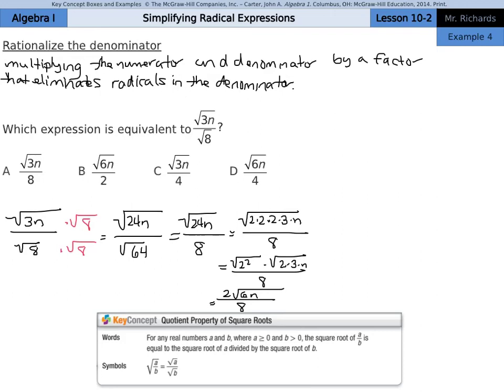Now just when you think you're done, look at the 2 and the 8. That can be simplified one step further by dividing by 2 on top and bottom. So you're just left with the square root of 6n over 4, which is our answer here at D.